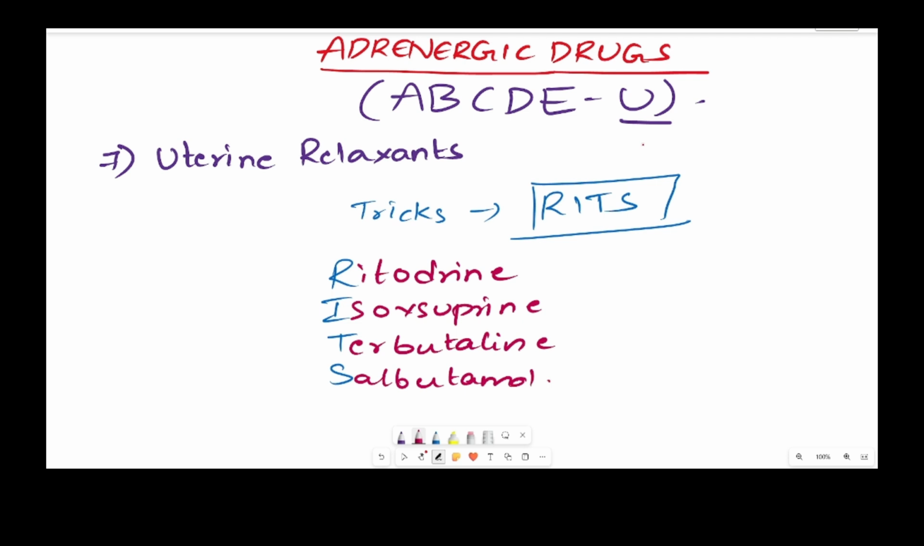The last class in the adrenergic drugs starts with the letter U, which means the uterine relaxants, and the trick is RITS. So the drug starts with R, which is ritodrine, I means isoxsuprine, T means terbutaline, and S means salbutamol. And the other trick is uterine. The word uterine has RINE, and ritodrine has RINE, and isoxsuprine also has RINE. So with this also you can remember these drugs.